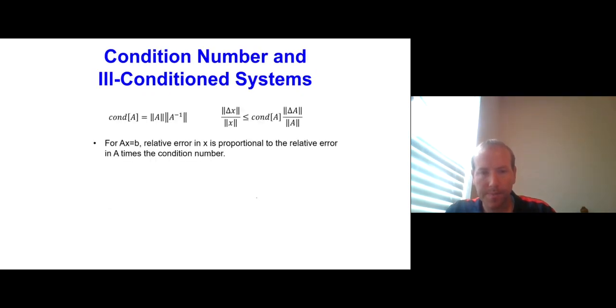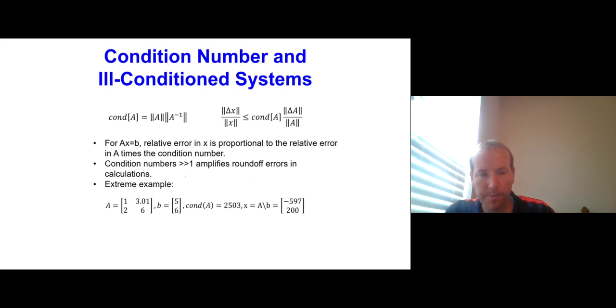As I just said, the relative error in x is proportional to the relative error in A times the condition number. If you've got a condition number that's quite high, that's going to amplify round-off errors in your calculations. So that's why it's important to realize what this condition number is.